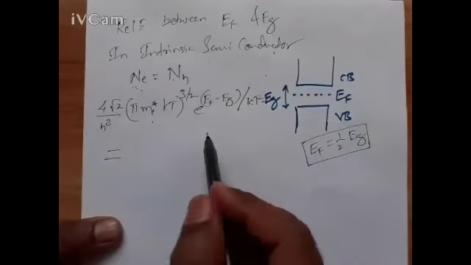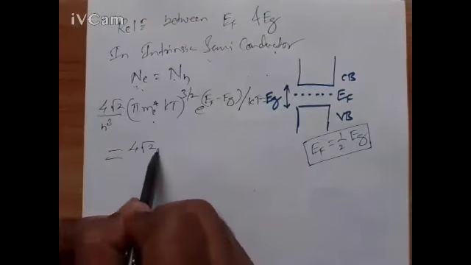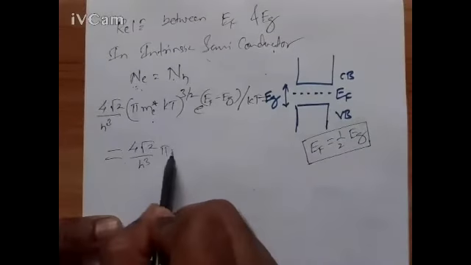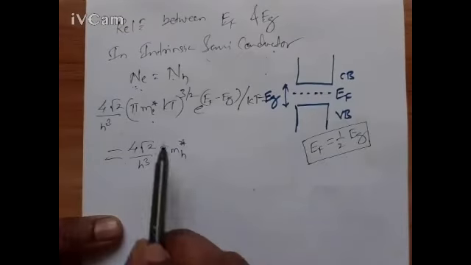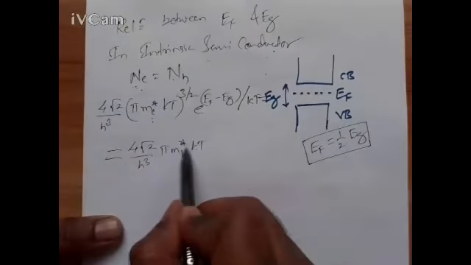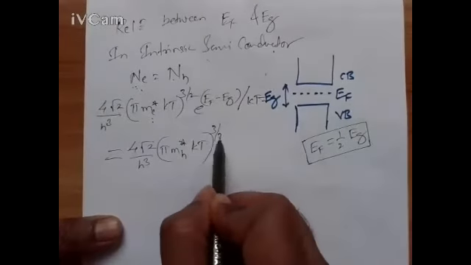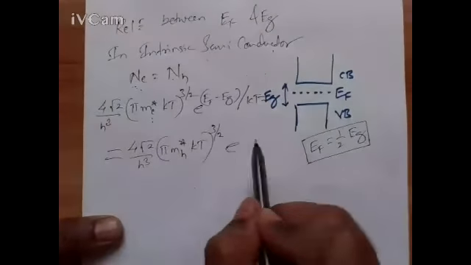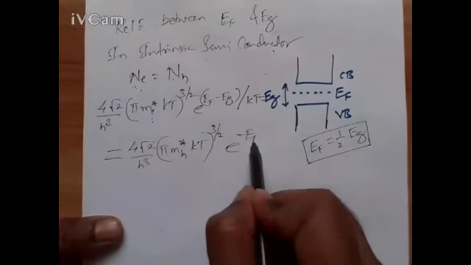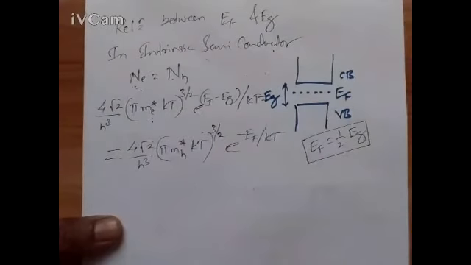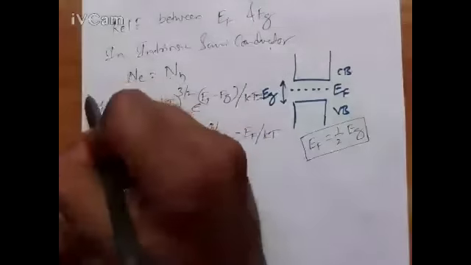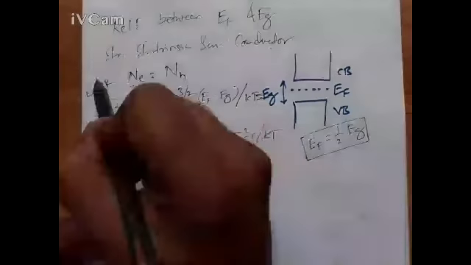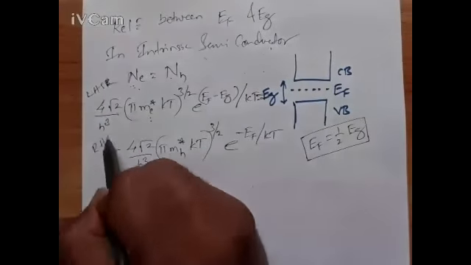The equation for Nh is again more or less the same. That is 4 root 2 divided by h cubed, pi mh star, where mh is the mass of the hole, into kT to the power 3 divided by 2, e to the power minus E_F divided by kT. So these two equations I'm equating. This is the LHS, and this is the RHS.